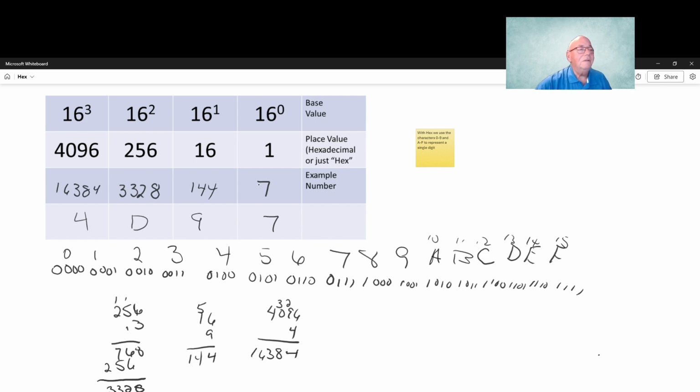Okay, add them all together. 16,384, 3328, 144, and 7. I'm not sure why I put the 7 down there, but let's do this again. Oh, that's right, I'm sorry. The 7 was one of the numbers we had to add. Alright, now we got it.